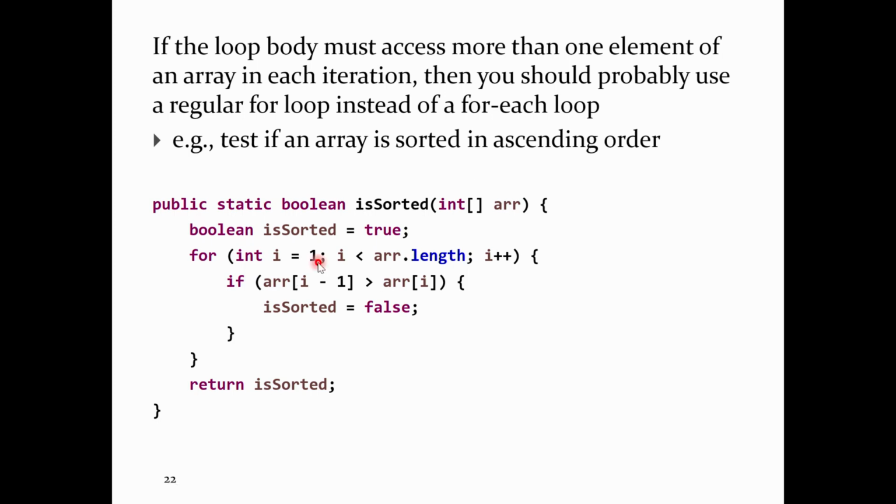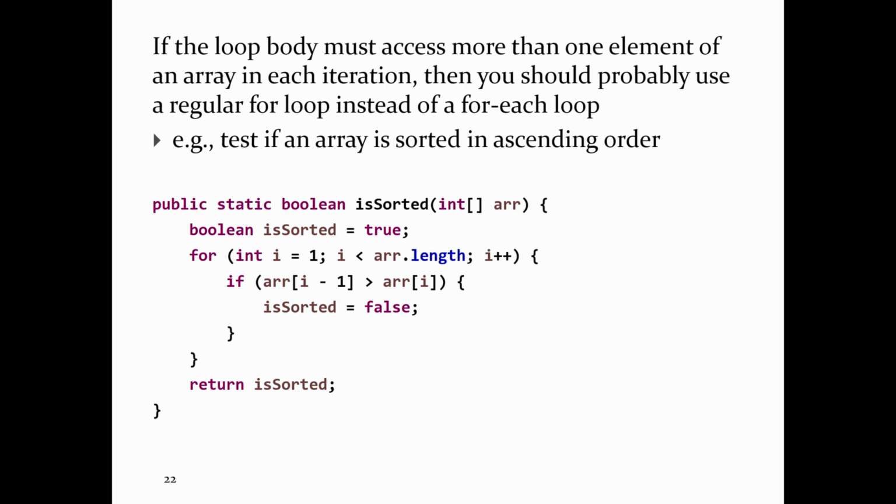So here I'm going to write my loop, and I'm going to start at index 1, so the second element. I want to go up to the last element. So the index of the last element is the array length minus 1. So I want the loop to run as long as i is less than the array length. Each time through the loop, I want to increase i by 1.